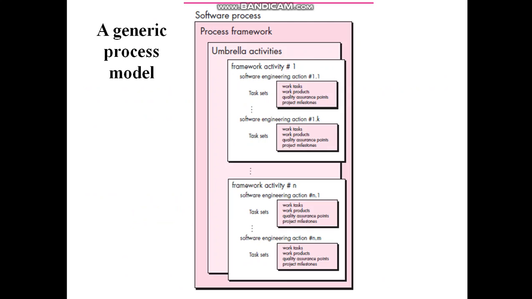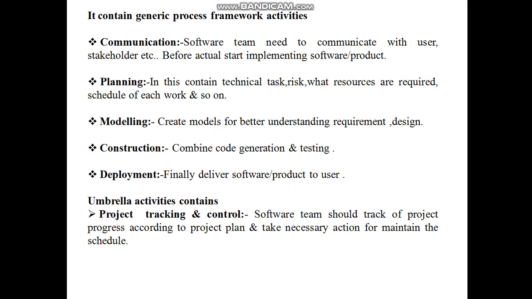Let's understand the generic process framework activities first. It contains communication, planning, modeling, construction and deployment. So what is communication? Communication is nothing but the software team needs to communicate with the user and stakeholders before actually implementing your software or product. Communication is the very first step. The next is planning. It contains technical tasks, risks, what resources we require, and scheduling of each work. So these are activities we should plan.